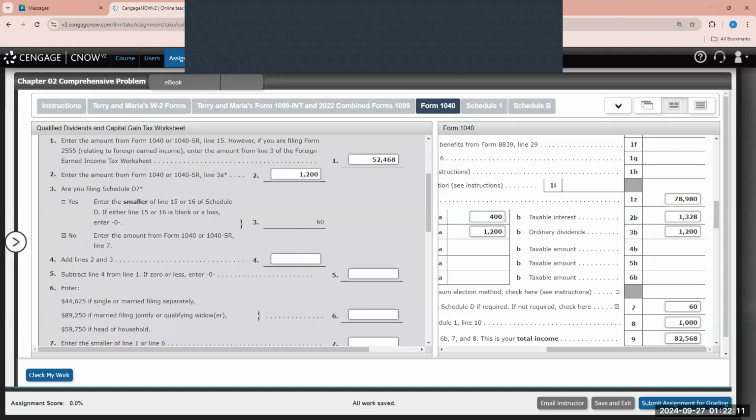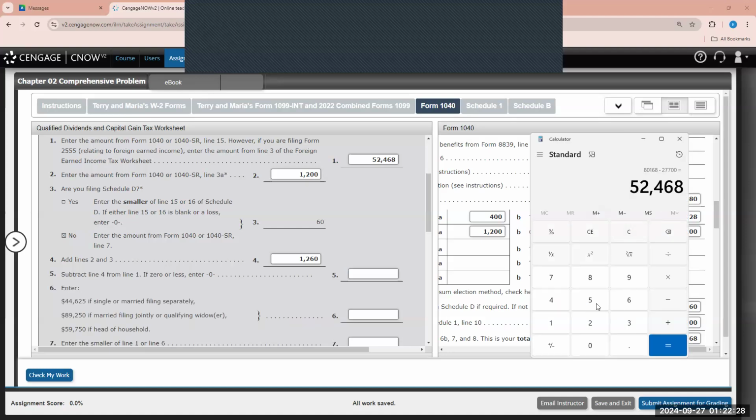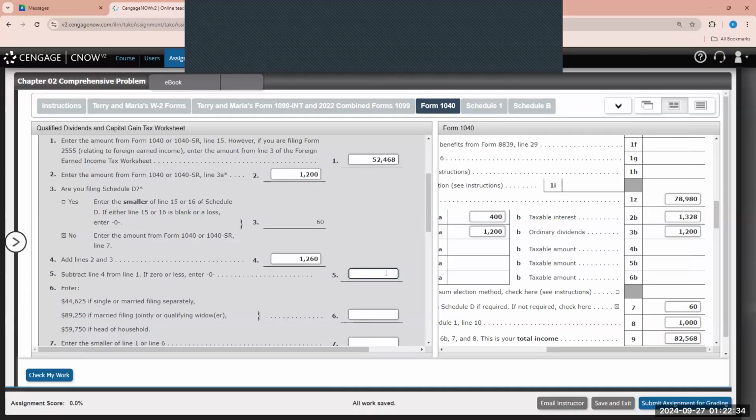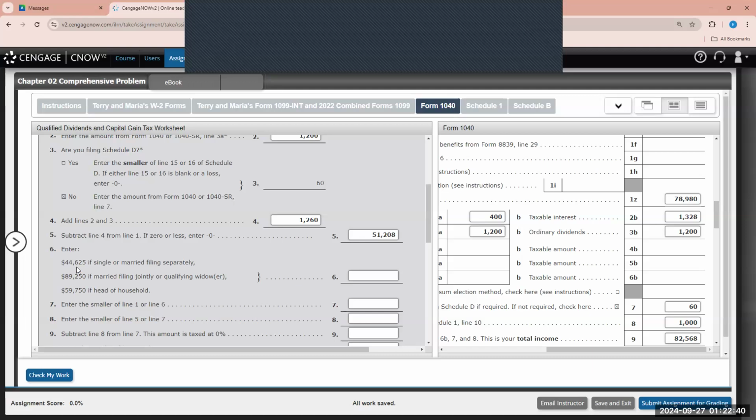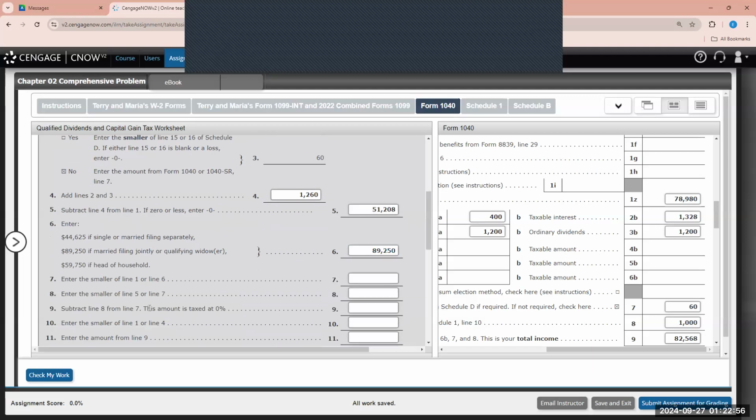Next, it asks us to add lines 2 and 3. So as we add these amounts, 1,200 plus 60 gives us 1,260. And then it asks us to subtract line 4 from line 1. So 52,468 minus 1,260, our subtotal is 51,208. So now for line 6, it's asking us to enter 44,625 if single or married filing separate, 89,250 if married filing joint or qualifying widower, 59,750 if head of household. They are married filing joint, so therefore we input 89,250.